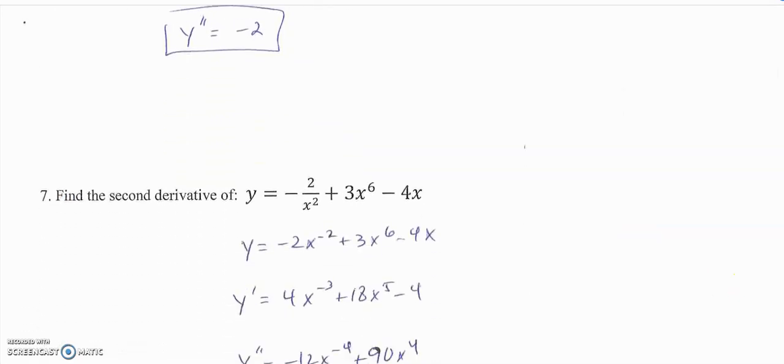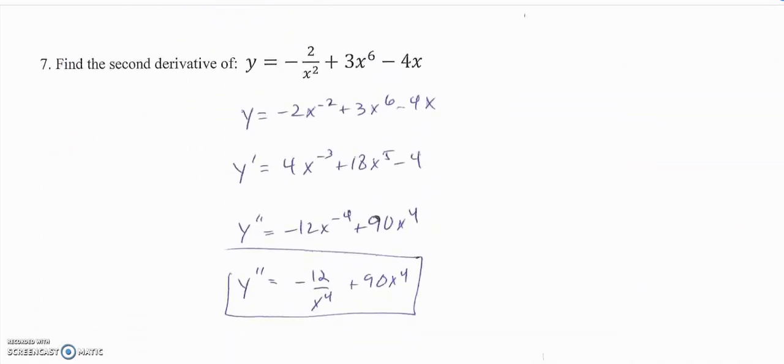Question 7. Find the second derivative. So we have y equals negative 2 over x squared plus 3x to the 6 minus 4x. Step 1, rewrite it. So instead of having negative 2 over x squared, I would do y equals negative 2x to the negative 2 plus 3x to the 6 minus 4x.